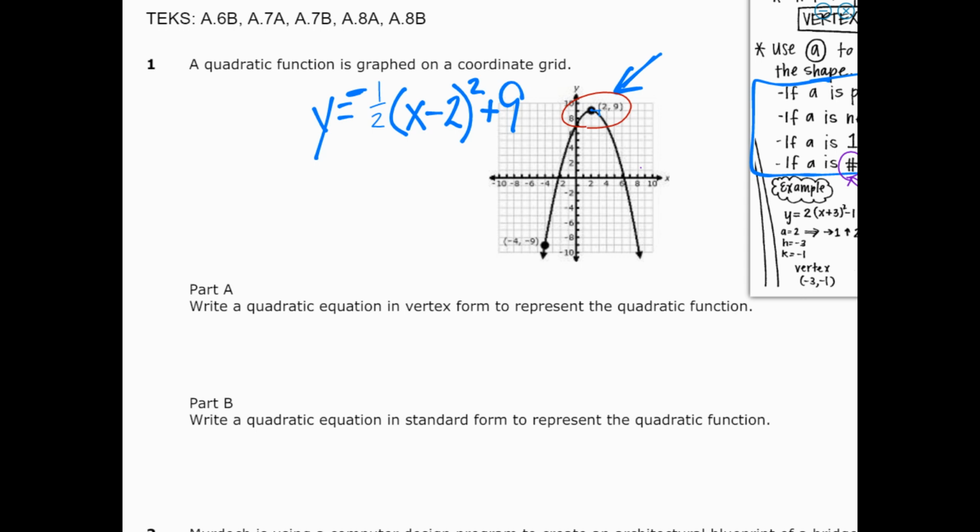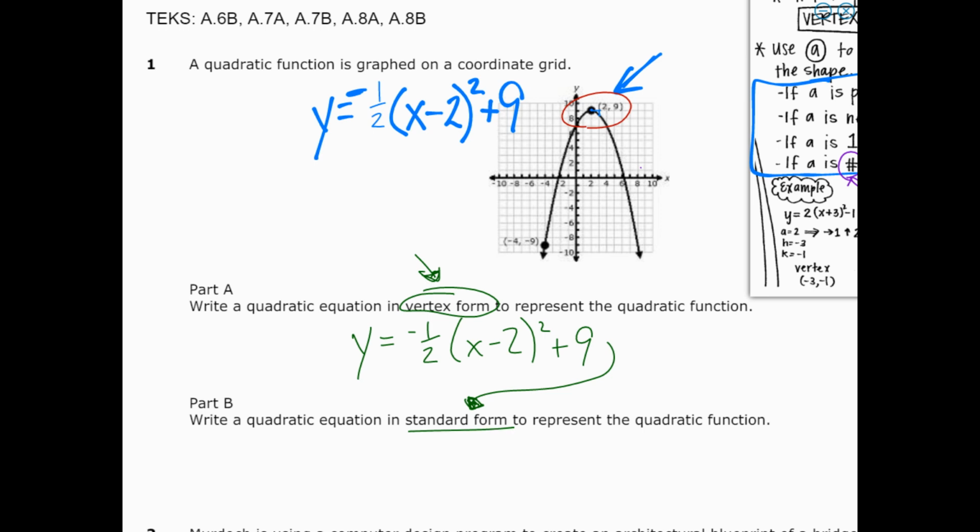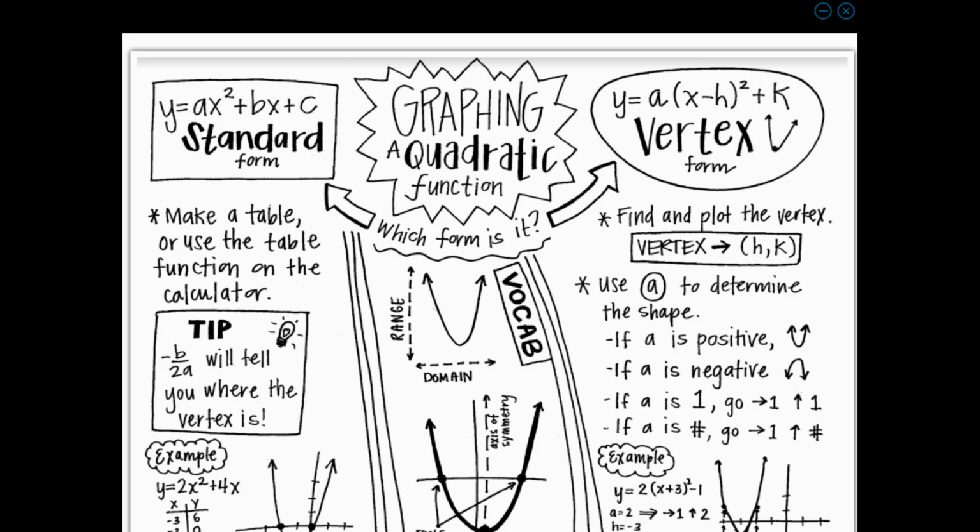So the answer for right here for the vertex form is y equals negative 1/2 times (x minus 2) squared plus 9. That's the answer for the vertex form. It is easier to figure out the vertex form than it is for standard form. That's why you're usually asked for the vertex form, and then you use that to convert it to the standard form. And standard form is this one, the one that we're used to seeing. Ax squared plus bx plus c, that's standard form.